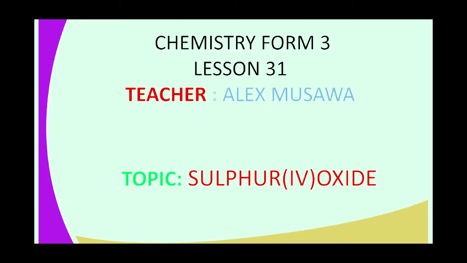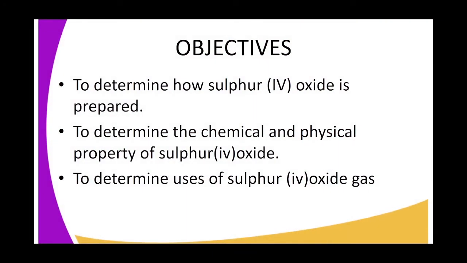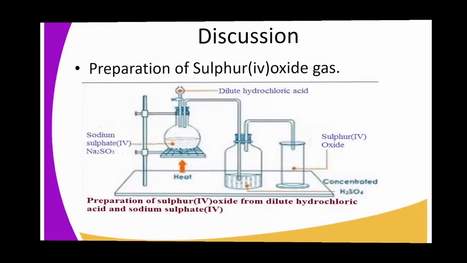I'm your tutor, Alex Musawa, and I'll be taking you through Chemistry Form 3, our lesson number 31. Our topic is Sulphur 4 Oxide. The objectives of this lesson are to determine how sulphur 4 oxide is prepared. Number 2, to determine the chemical and physical properties of sulphur 4 oxide gas. And lastly, to determine the uses of sulphur 4 oxide gas.